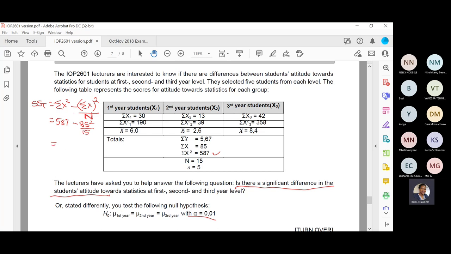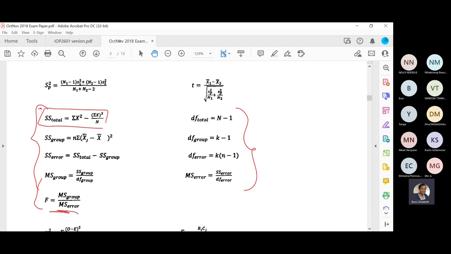And what is the answer? So it will be 587 minus the fraction of 85 squared divided by 15. What do you get? 105.3, that's what I got. 105.33. I'm just going to keep 2 decimals. You need to make sure that you keep most of the decimals. It doesn't really matter at this point, but I'm going to keep 2 decimals. So we have our SST, we can go find the next formula we need to use.